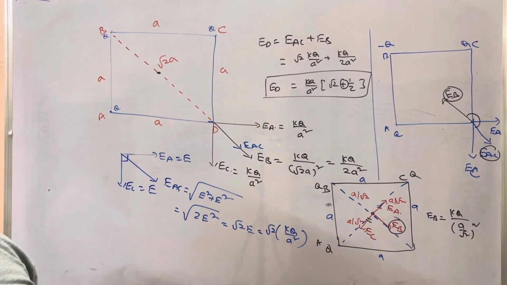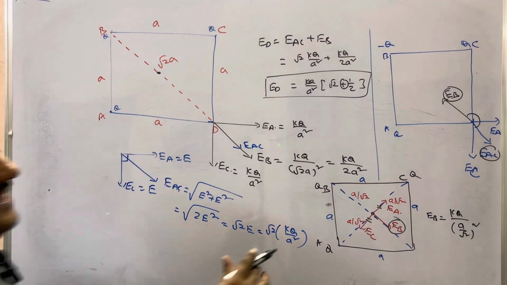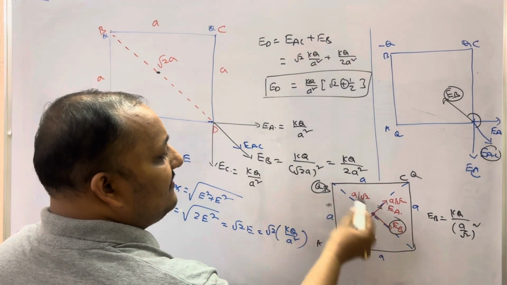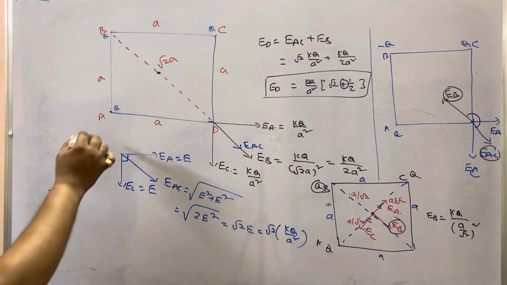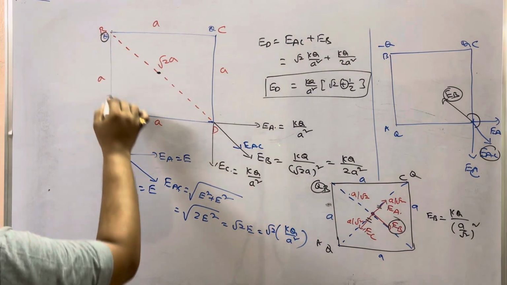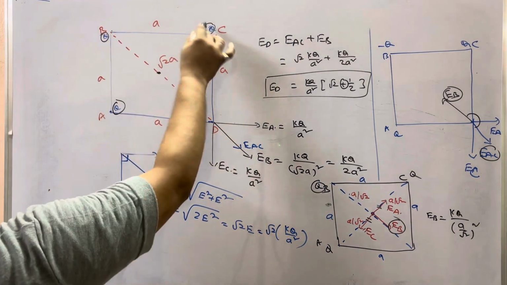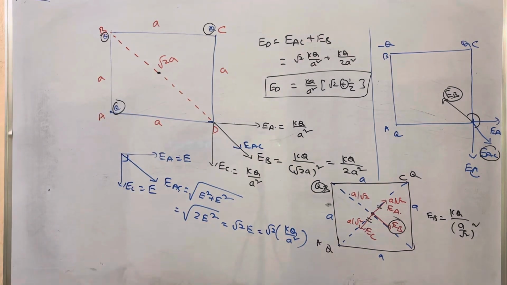So like that you have to solve, and if you take one charge negative, then the direction will be reversed. Like that you can practice by changing the values Q1, Q2, Q3, Q. By exchanging positive and negative signs you can try to solve, then you are going to get the answer.